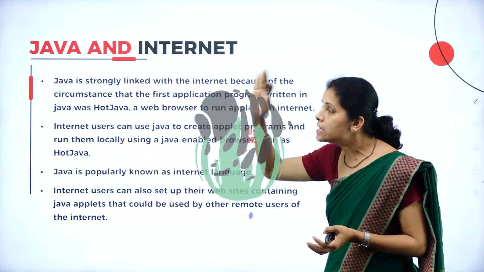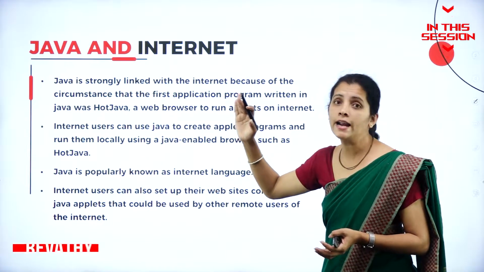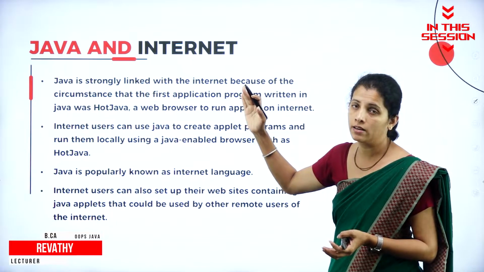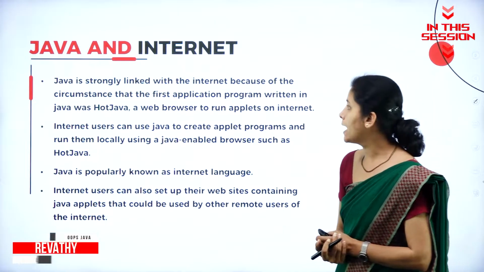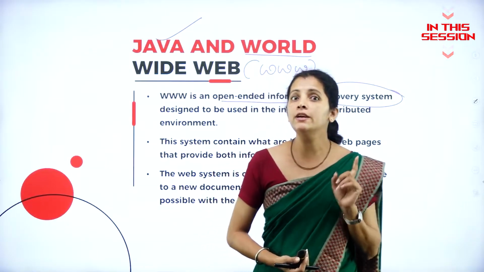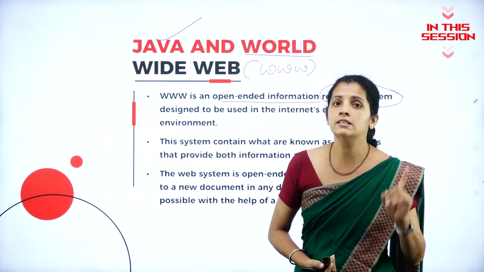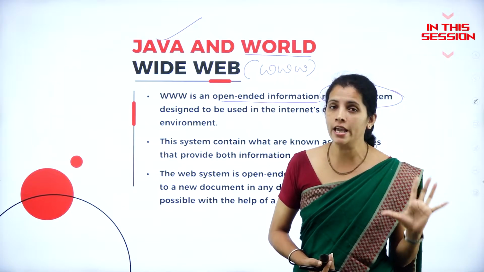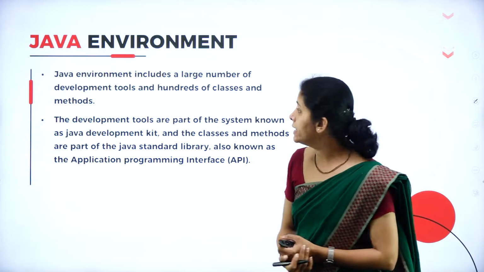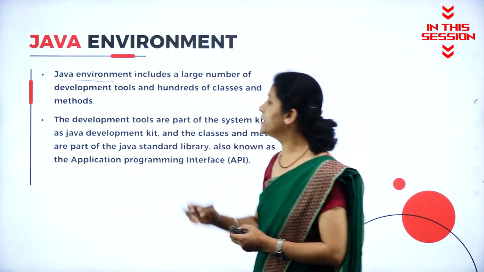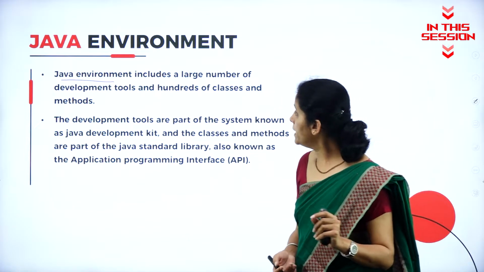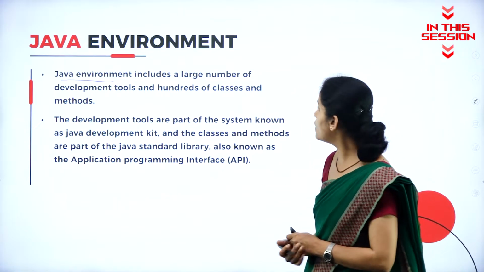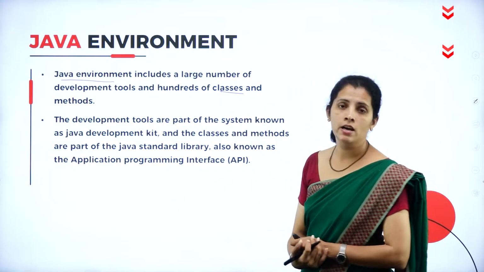Java is especially designed for internet. For that reason, it is called internet language. What is the meaning of repository here? There is nothing but storage area. So dear student, Java environment includes a large number of deployment tools and hundreds of classes and methods.